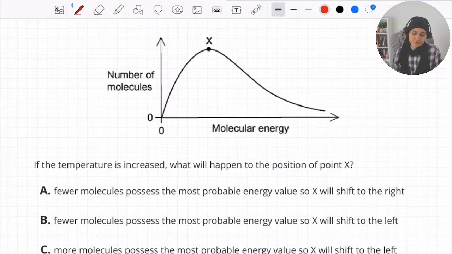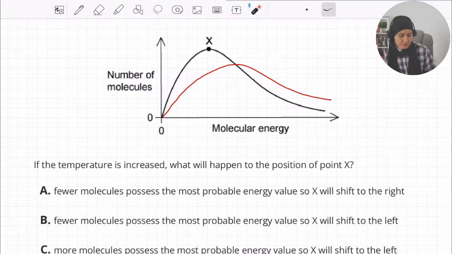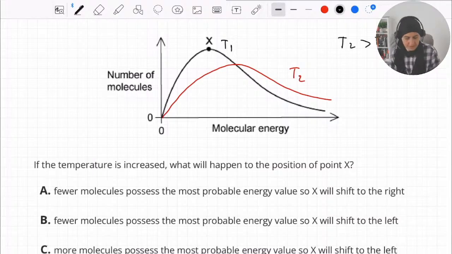At a high temperature, the energies shift towards higher energies. The energy of molecules shifts towards higher energy. So the peak becomes lower and moves to the right, and the right-hand side of the curve goes above the right-hand side of the curve at lower temperatures. So this would be T2, this would be T1, and T2 is higher than T1. The area under the curve shows the total number of molecules, so it should roughly stay the same.